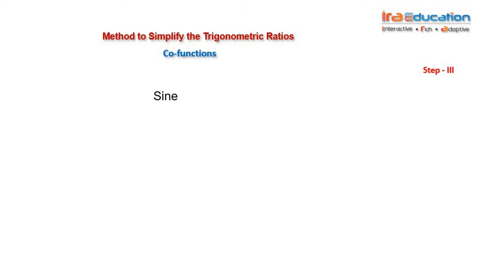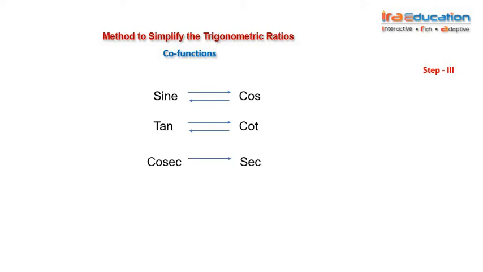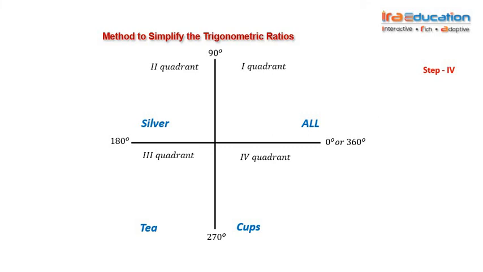That is, sine is the cofunction of cos and vice versa. Tan is the cofunction of cot and vice versa. Secant is the cofunction of cosecant and vice versa. But, whenever we encounter an even function, the trigonometric ratio will not change. Step 4. We will find in which quadrant the angle lies, and corresponding sign can be given to the trigonometric ratio by using all silver teacups.